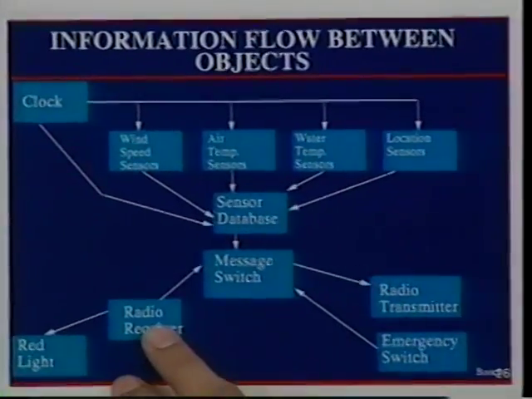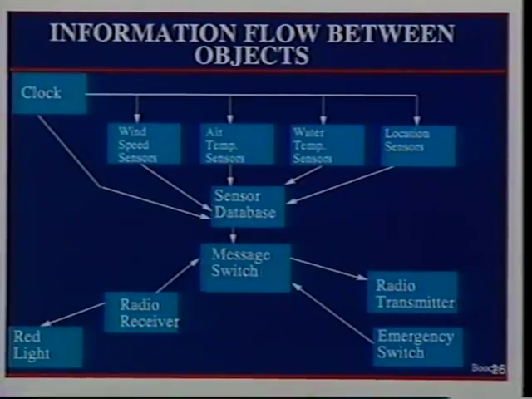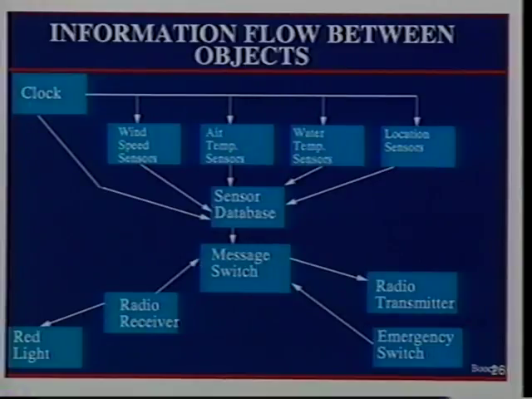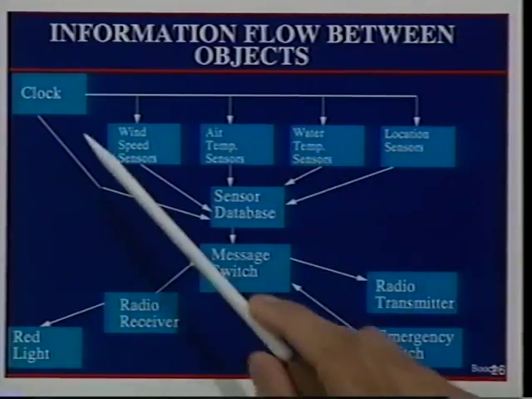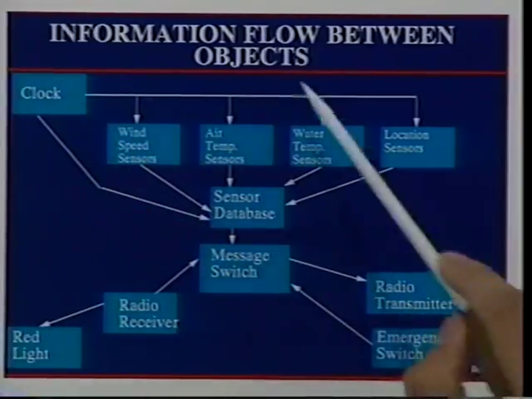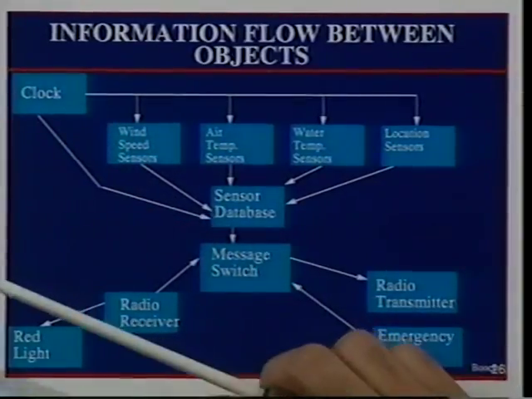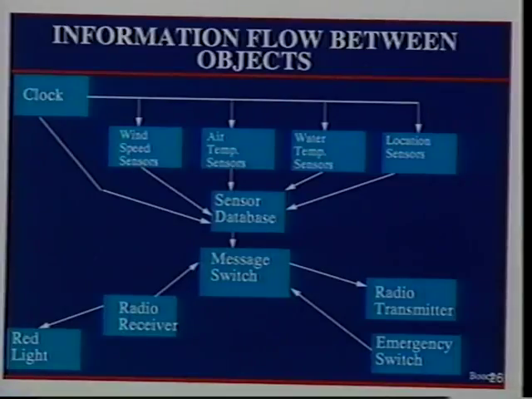So if you look at the object notation for this, we have now the various objects, that is the clock object, the wind speed sensors, the air temperature sensors, and so on. So now this is how we draw the objects with this information flow across various objects. Now let's have a look at some of these objects. We can draw a taxonomy of these objects.